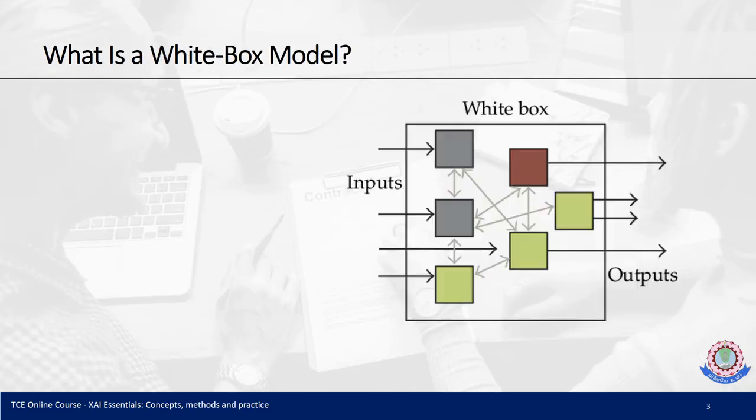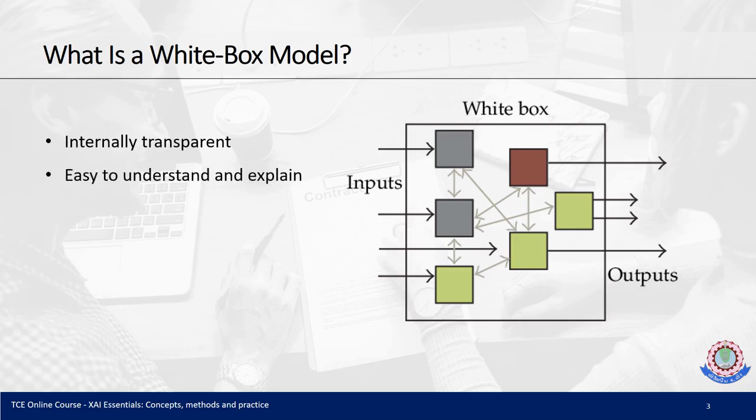A white box model is a model whose internal logic is transparent and understandable to humans. We can clearly see how inputs are combined, how decisions are made, and why a particular prediction or decision occurs. Because the reasoning process is visible, white box models are naturally interpretable and easy to explain.